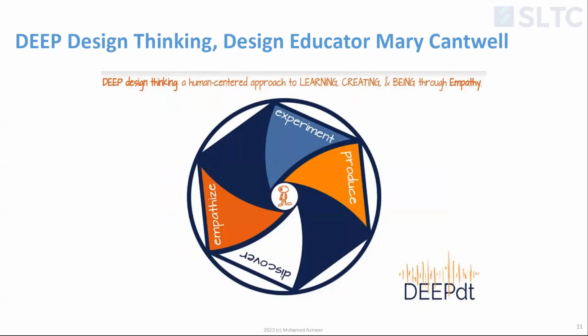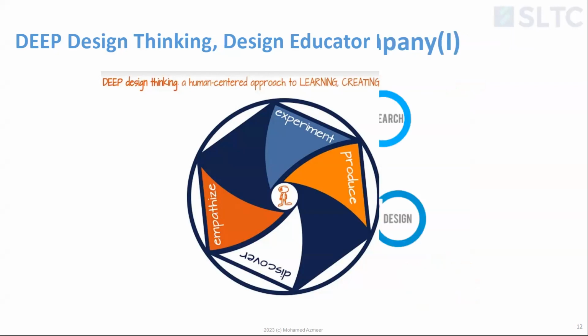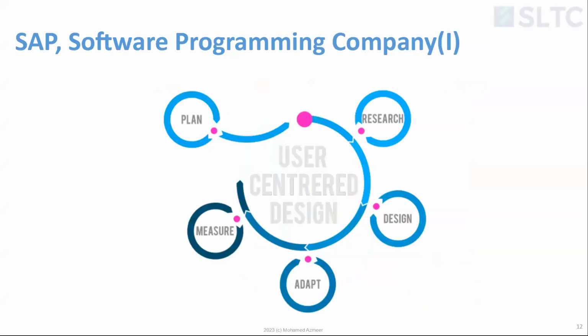Okay, so here's another one. It's called design thinking. This is coming from Mary Cantwell, a design educator. So what is this person saying? It's a human-centered approach to learning, creating, and being through empathy, right? So here, the idea is discover, empathize, experiment, prototype. Right? Again, a very similar way of using that word, learning.